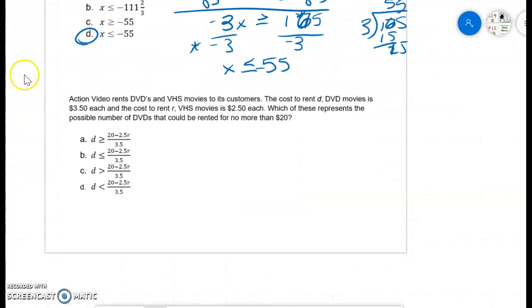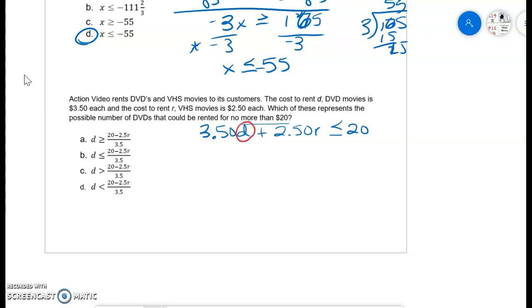Here you needed to write your inequality and then manipulate it like a literal equation. So we have DVDs and VHS. DVDs are $3.50 for DVDs plus $2.50 for VHS. And we want to spend no more than, so we can spend exactly 20 or less than. And we need to solve for D.